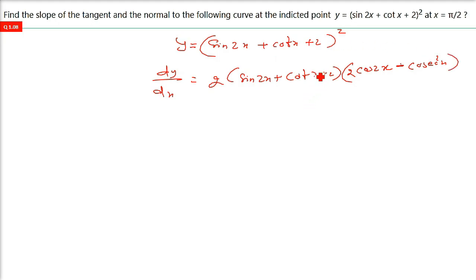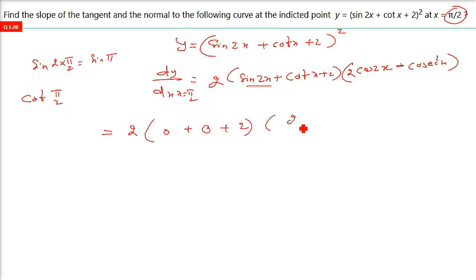Now you don't have to solve it, don't multiply it. Just put the value of x. We have to find the slope at x equals pi by 2. So it will be twice of, let us do them separately. Sin 2 into pi by 2, that is sin pi, is 0, plus cot pi by 2. We know tan pi by 2 is infinite, so cot pi by 2 will be again 0. So we have 0 again. Then we have 2 cos 2 into pi by 2, that is cos pi. Cos 0 is 1, cos pi is negative 1, minus cosec squared.